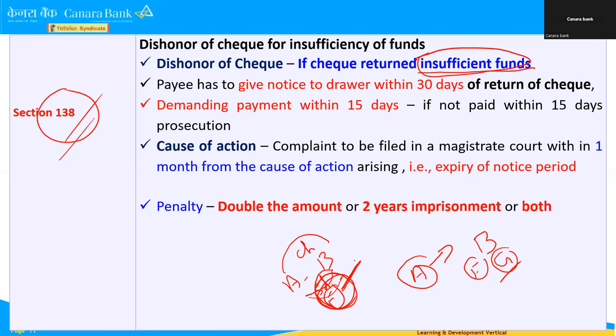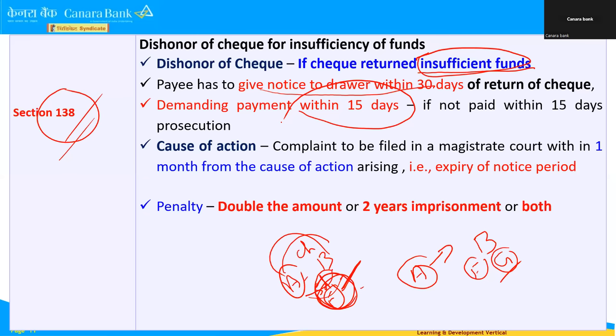Okay. Now, insufficient funds, check returned, consideration is there. Now how to go against A? A has given the check. B wants to go against A. How will he go? The first step is he has to give a notice to the drawer. B has to give a notice to A that your check is returned. Please make the payment within 15 days. If not paid in 15 days, then prosecution will start.